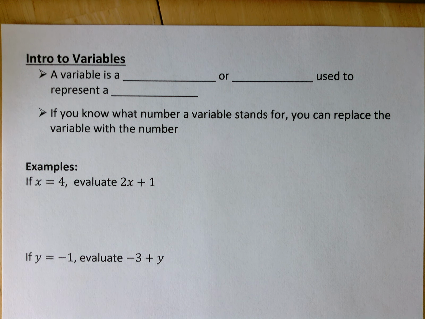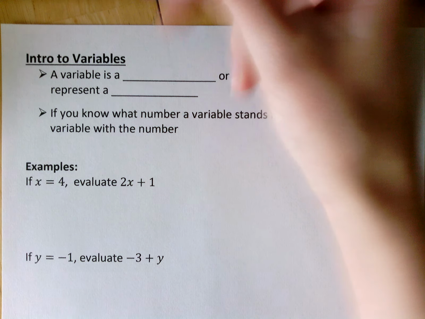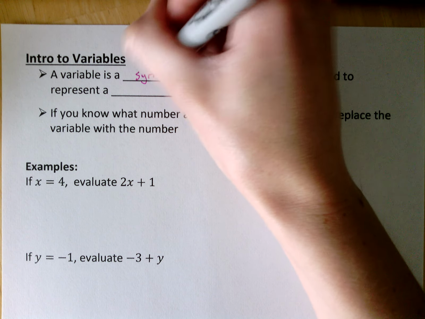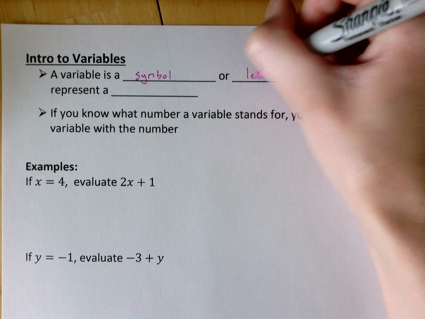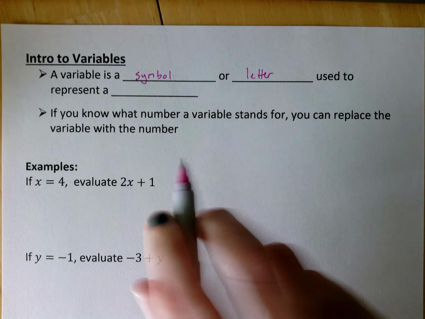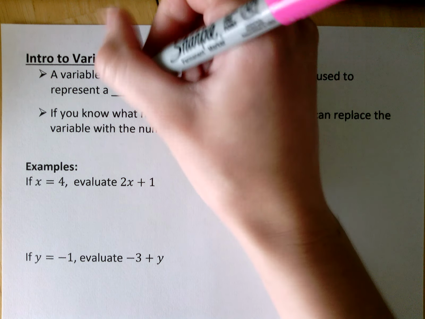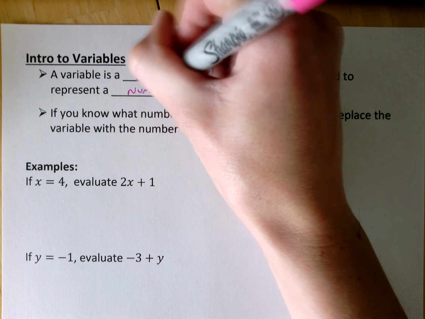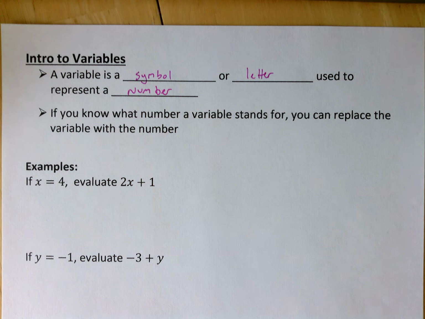All right, so now it's time to hit variables. Okay, so variables, I'm sure you have worked with a little bit before, but we're still going to go over just the basics of what they are and how you use them. Okay, so when we talk about a variable, all that a variable is, it is a symbol, and a lot of times we use letters. So a symbol or a letter that is used to represent a number. That's all it is. It's just a letter or a symbol that you use in place of a number.